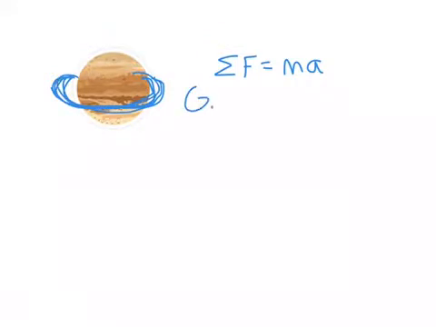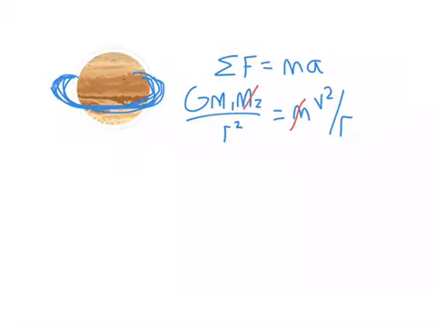So we do big G, m1, m2 over the distance between the centers squared equals m, and since it's going in a circle, acceleration is v squared over r. Same thing as yesterday, the orbiting mass can cancel out, and because the distance from the centers is the radius, one of those values cancel out. So everything is the same as what we did yesterday up until now.